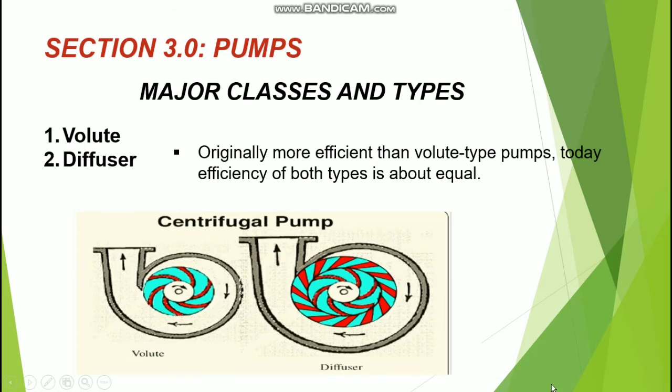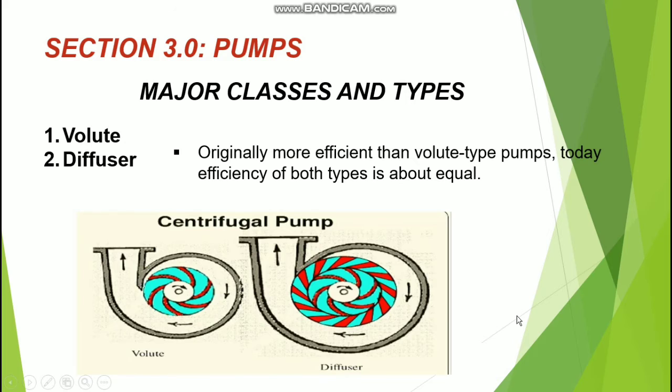So let us tackle the section 3.0 related to pumps. So the major classes and types. First, volute. Second, diffuser. So diffuser originally more efficient than volute type pumps. Today, efficiency of both types is about equal. So mao ang porma sa volute o diffuser.